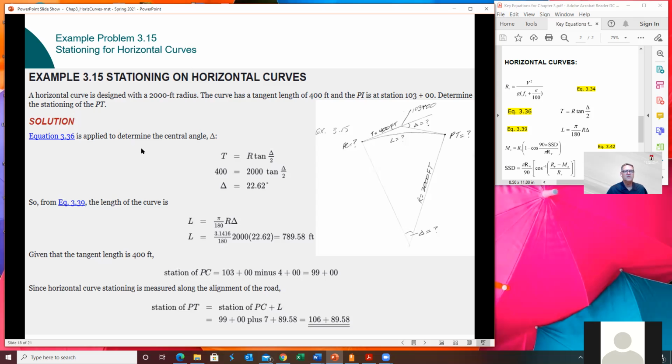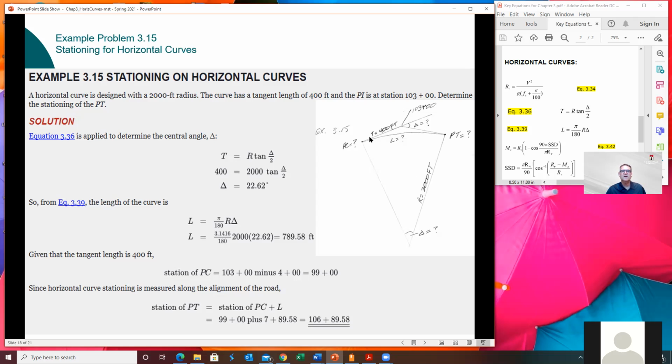I love this problem because it really gets into this issue of tangent versus curve length. You're going to use equations 336 and 339 to solve this problem, which are the next two equations I have on our list over here. So here's my sketch. I don't know what the PC is. PC equals 0. That's what this shows here. Maybe you can't see that very well, but that's my writing. Then the tangent length is 400.